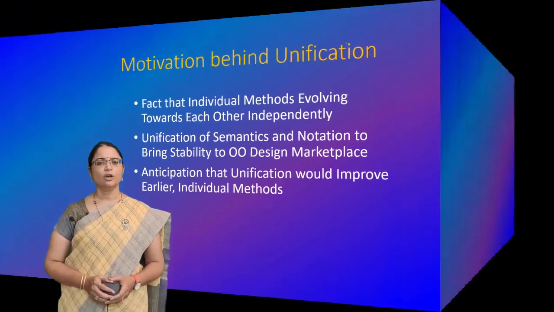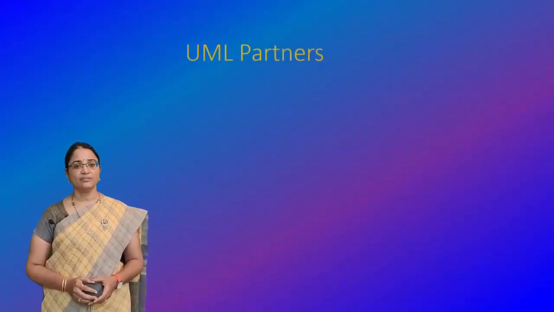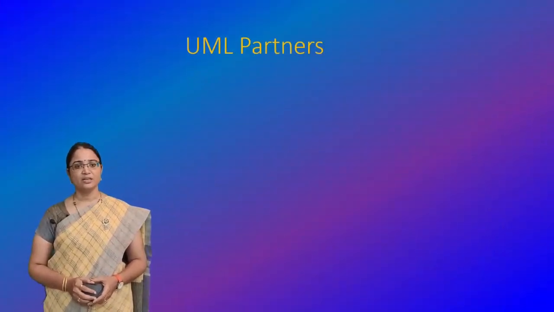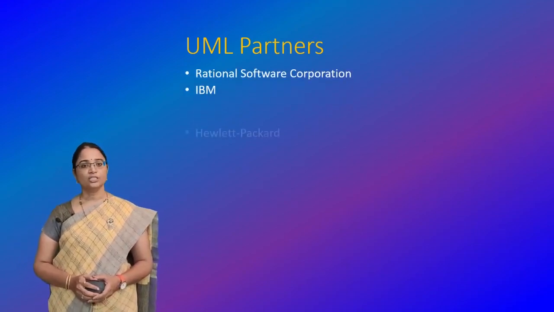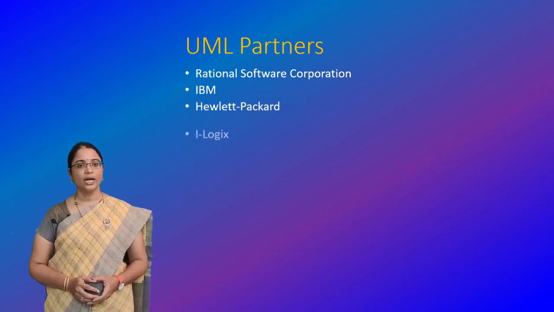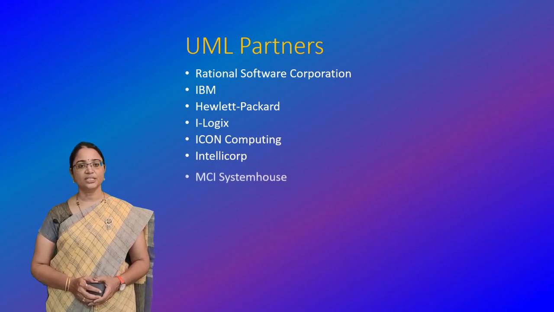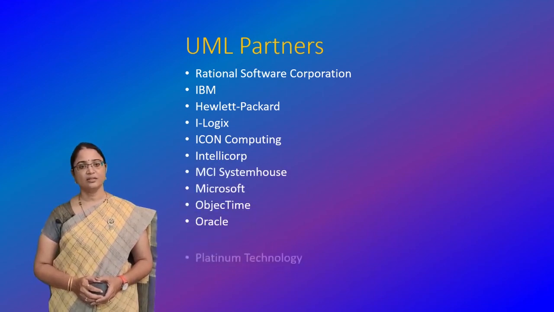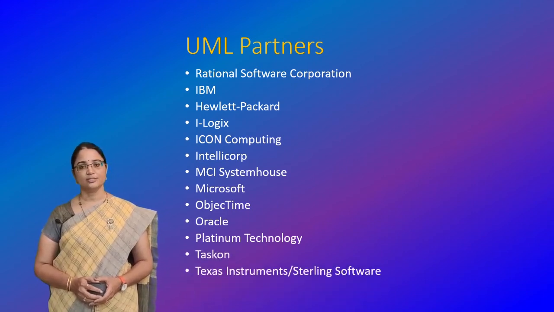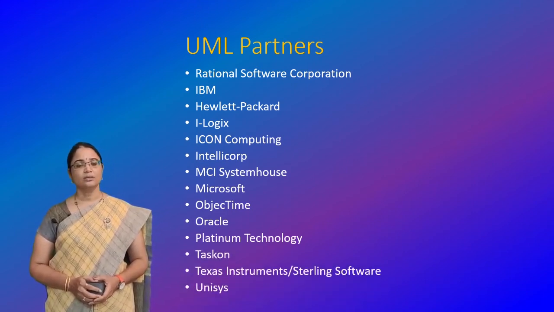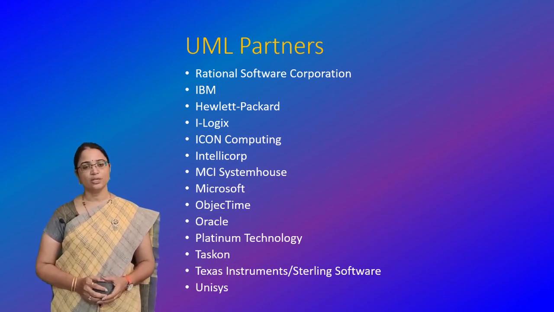So coming to the UML partners. Who are the partners of the UML? The partners are Rational Software Corporation, IBM, Hewlett-Packard, iLogix, I-Logix, Icon Computing, Intellicorp, MCI Systemhouse, Microsoft, ObjectTime, Oracle, Platinum Technology, Ptech, Taskon, Texas Instruments, Sterling Software, Unisys. These are the partners who have joined hands with the UML.